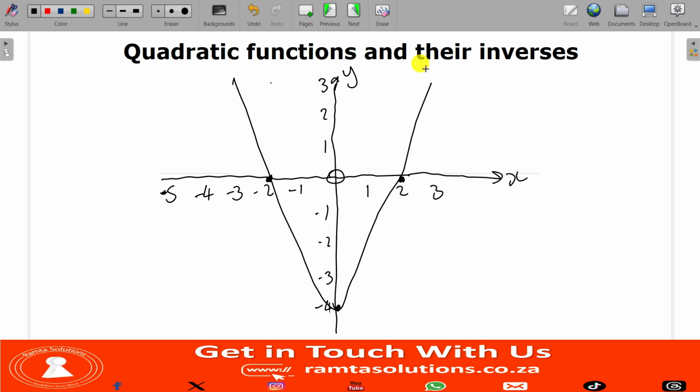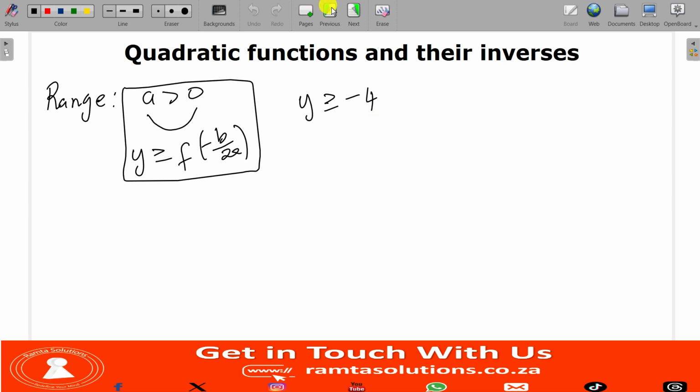Remember guys, I'm not drawing it to scale. It is not drawn to scale. This is your quadratic graph. Okay, good. So this is how it looks like. As you can see, the lowest y value is -4, and it allows all other y values. Can you see that? All other y values above -4 are valid. So we were right with our range.